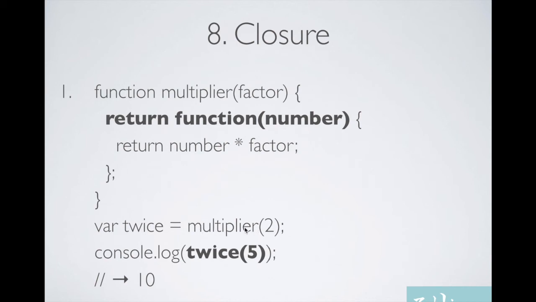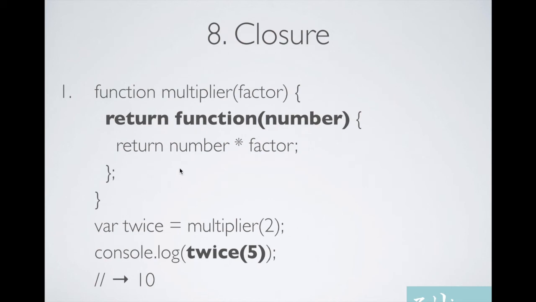Twice equals multiplier, that means twice takes the return value of the function multiplier, which is the function within it. So when you use twice as a function, don't forget to use parentheses with it and pass the value for the parameter number.